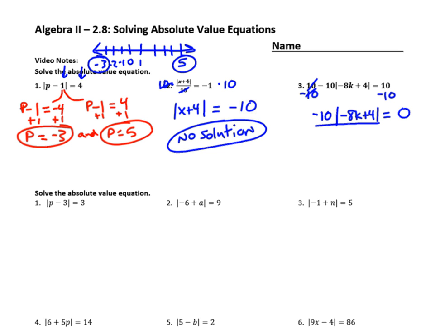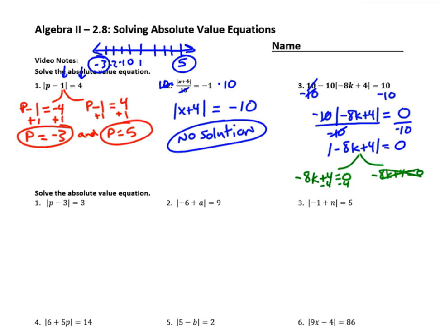So now I've still got to get that absolute value by itself, so I divide both sides by negative 10. When that happens, I get absolute value of negative 8k plus 4 is equal to 0 divided by negative 10, which is 0. Now I got the absolute value by itself. Now I need to get rid of the absolute value. So this is where I split it. So I get negative 8k plus 4 is equal to 0. Because there's no negative 0, it's really just a redundancy for me to do the right-hand side as well. Okay, so because it's equal to 0, I only have to do 1.